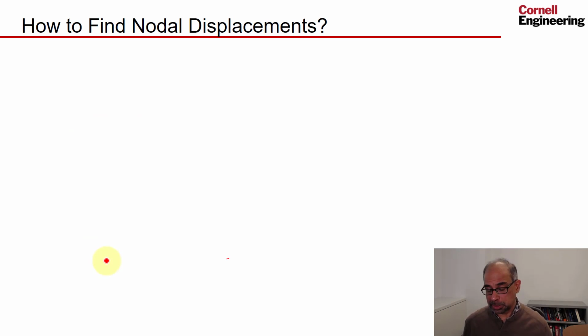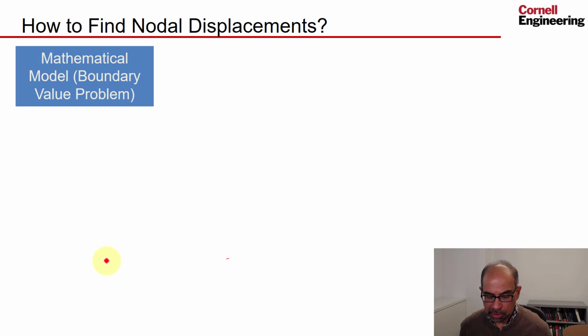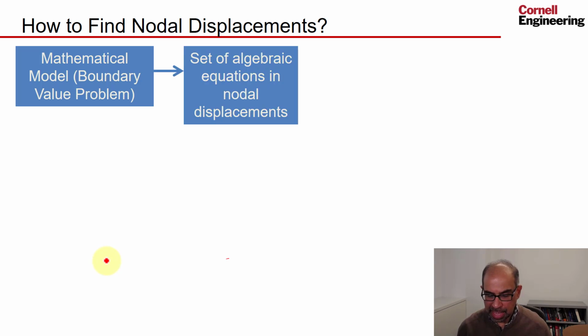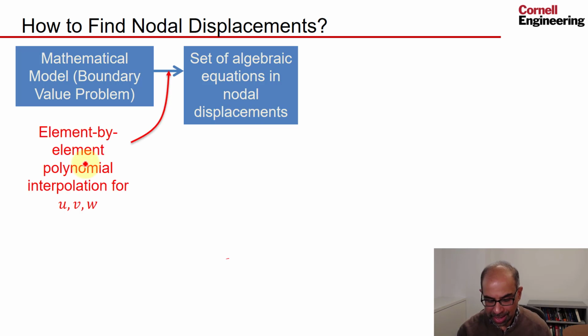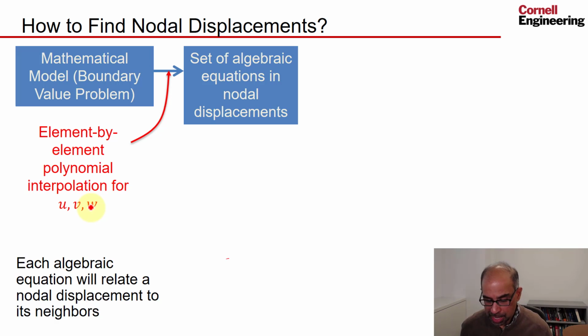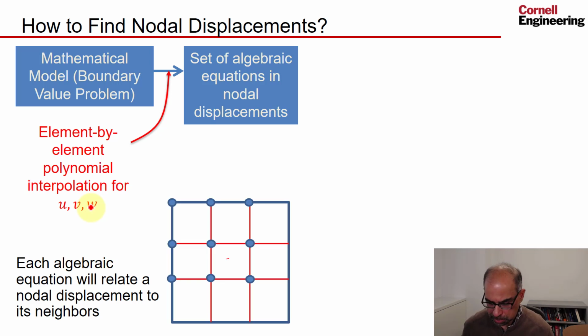So how do we find nodal displacements? Because that's what we have reduced the problem to. We take our boundary value problem and we derive a set of algebraic equations in the nodal displacements using our element by element polynomial interpolation for u, v, w. In the process, you're introducing an error, and these algebraic equations, as I discussed elsewhere, will relate the nodal displacement only to its neighbors. So in the 2D analogy, if I derive the algebraic equation for a node over here, it would involve displacements only at the neighboring values.